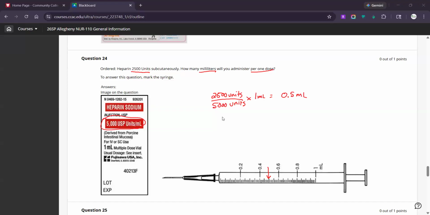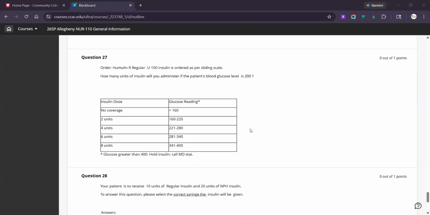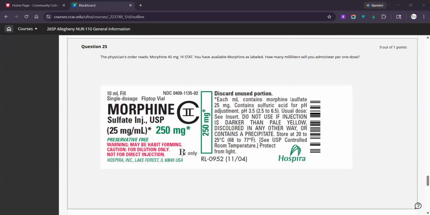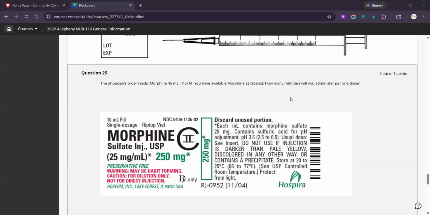All right. Couple more questions here, I think. So question 25, it says that the order is for morphine, 45 milligrams IV. So again, that's intravenous. Stat means now. Okay. So this is for pain.